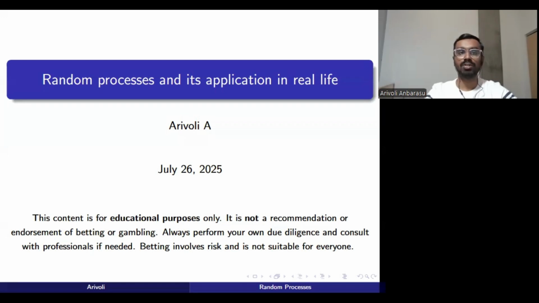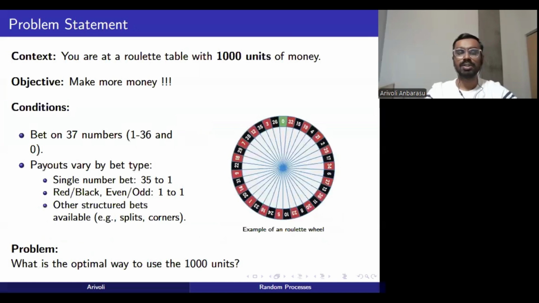So let's get on to the problem statement. Imagine you're at the roulette table with 1000 units of money. Your goal is to walk away with more money than you started, no matter how long it takes.